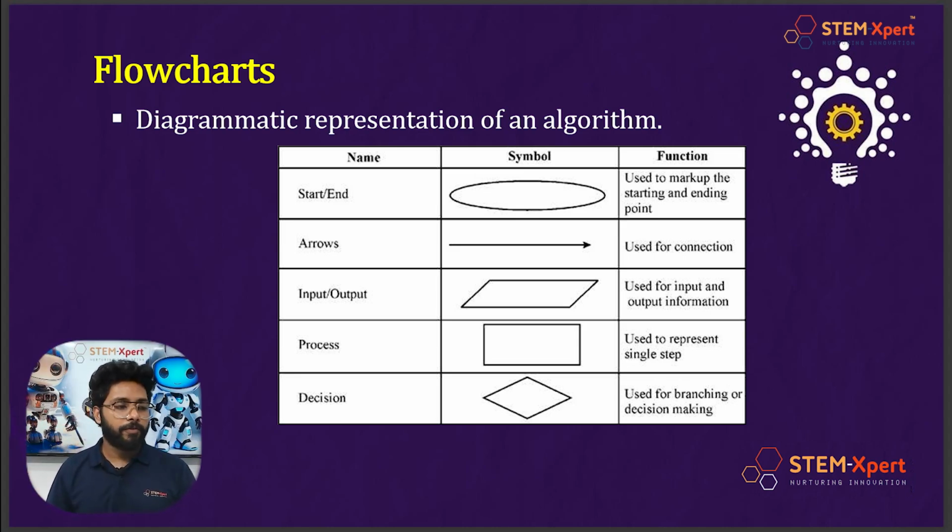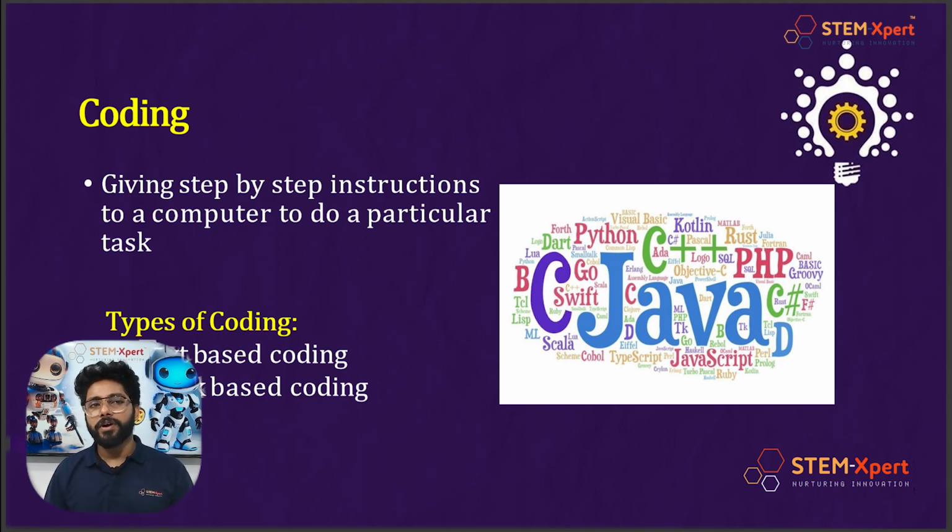So that's called a flowchart. I hope you all understood what programming languages and flowcharts are, and we also talked about algorithms, right? An algorithm is step-by-step instructions that we are taking for achieving a task, right? Yes. Now let's talk about what is coding.